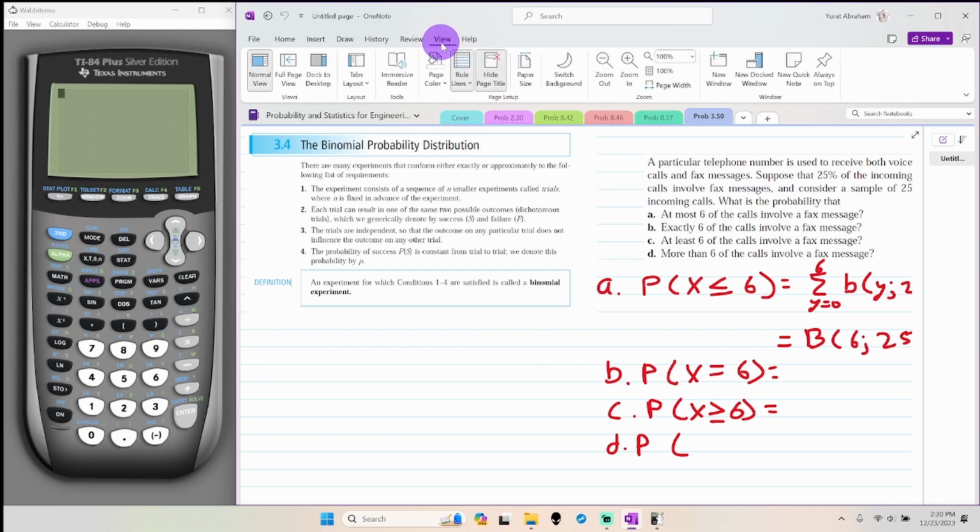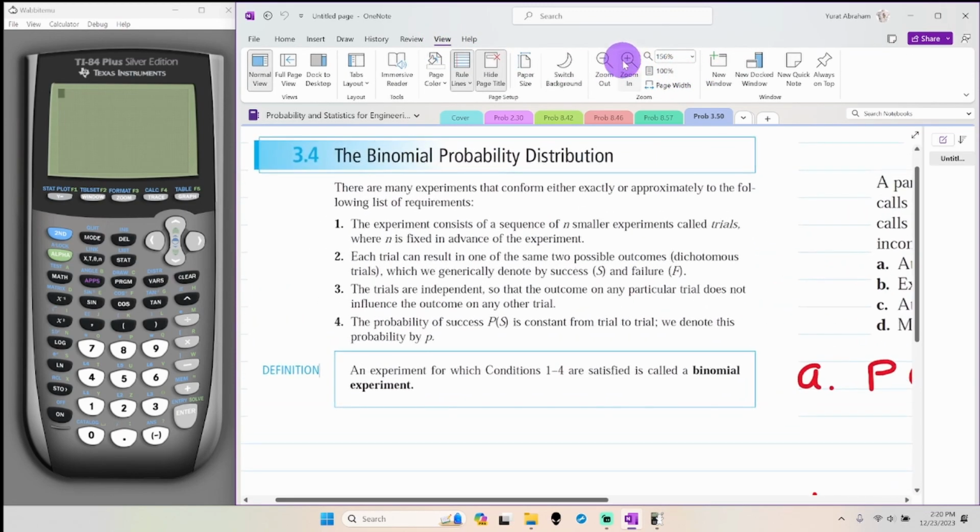Now, some little background information here, and let me zoom in a little bit. Binomial distribution, or binomial probability distribution, has 4 requirements. 1, the experiment consists of a sequence of n small experiments called trials, in our case 25. Each trial can result in one of the same 2 possible outcomes, either success or failure. In our case, they're talking about the calls we get for the fax machine. Either we get fax machine calls or we don't.